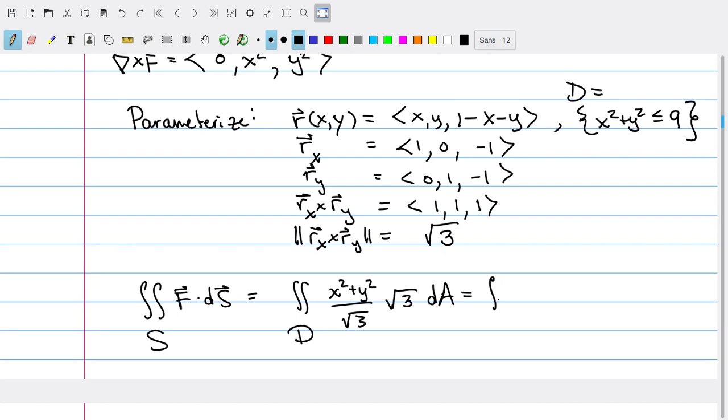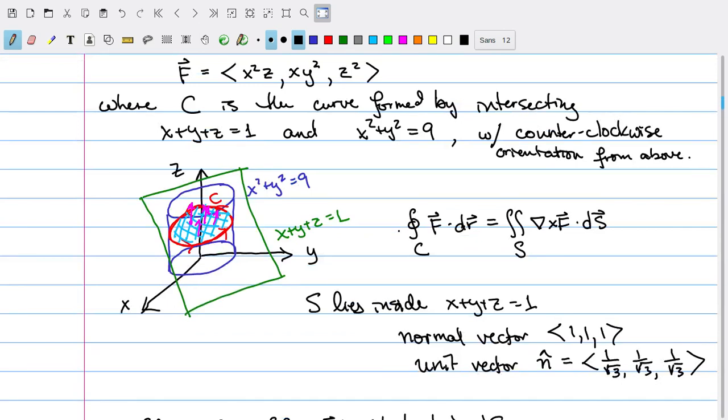This is just a nice easy integral in polar coordinates. It's integral from 0 to 2 pi, integral from 0 to 3, because I'm integrating over a disk of radius 3, of r squared times r dr d theta. And evaluating that, we get 81 pi over 2. So 81 pi over 2 was the original line integral that we were trying to compute.